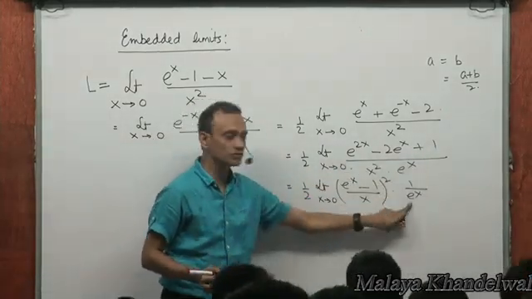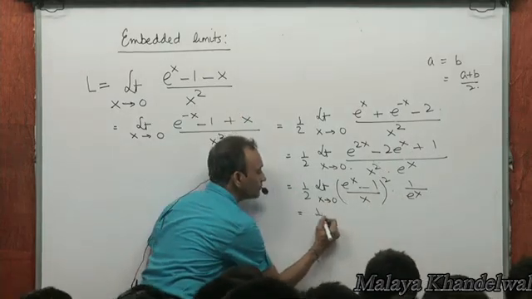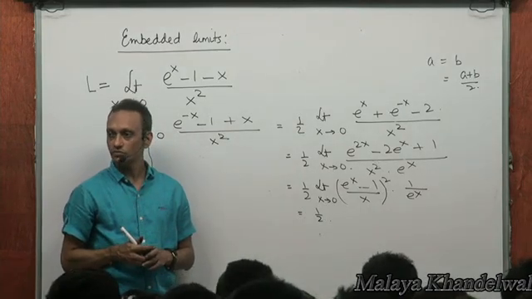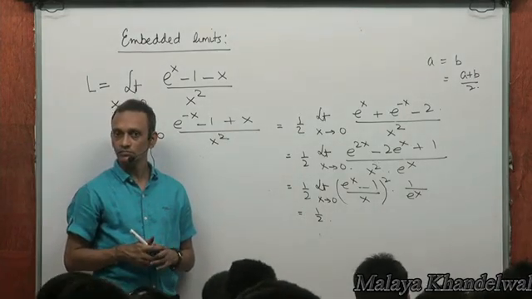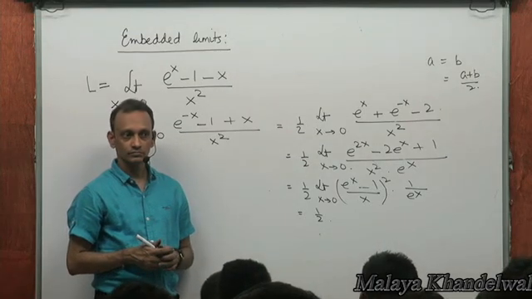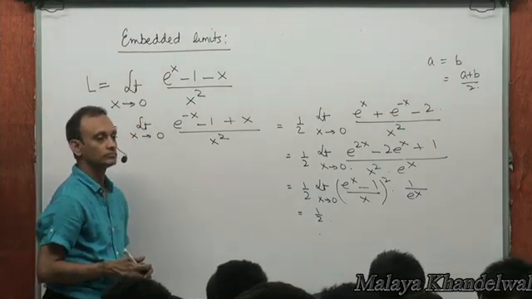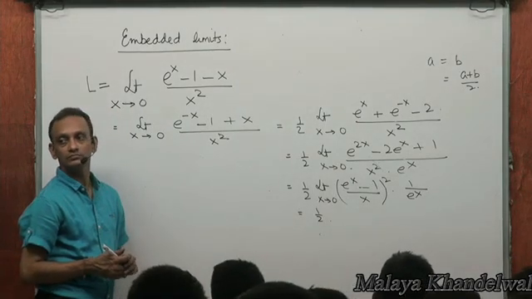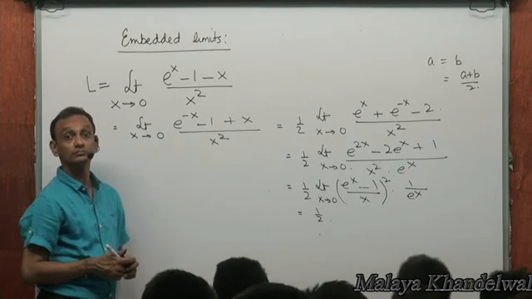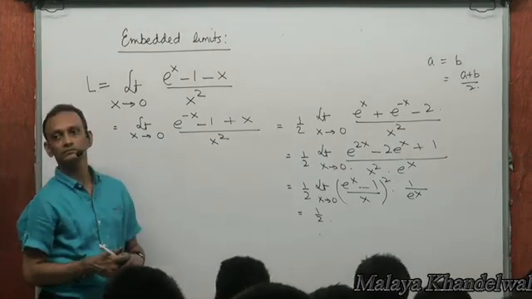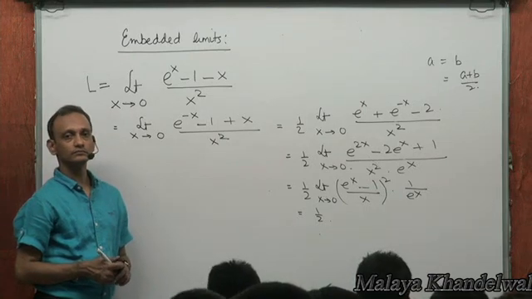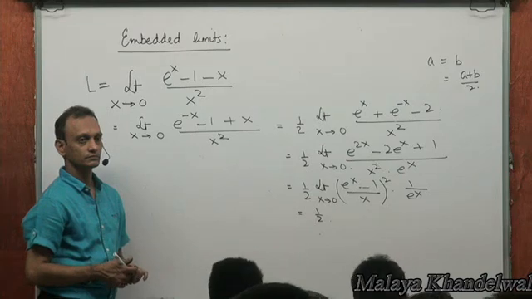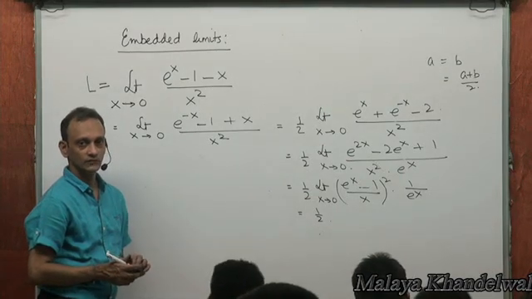This is 1. This would be 1. This would be half. Yes or no? Got me? Is that okay?